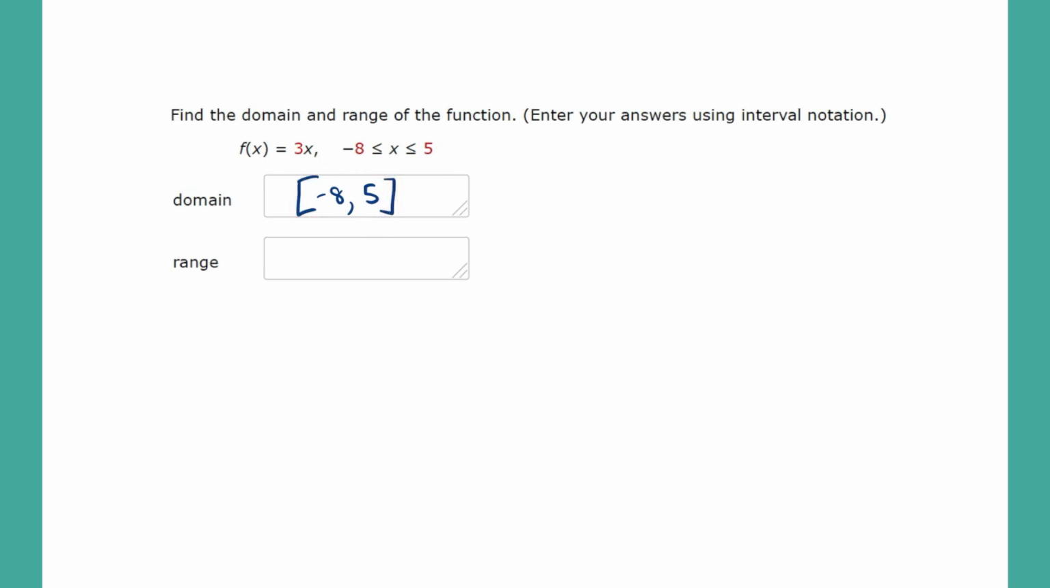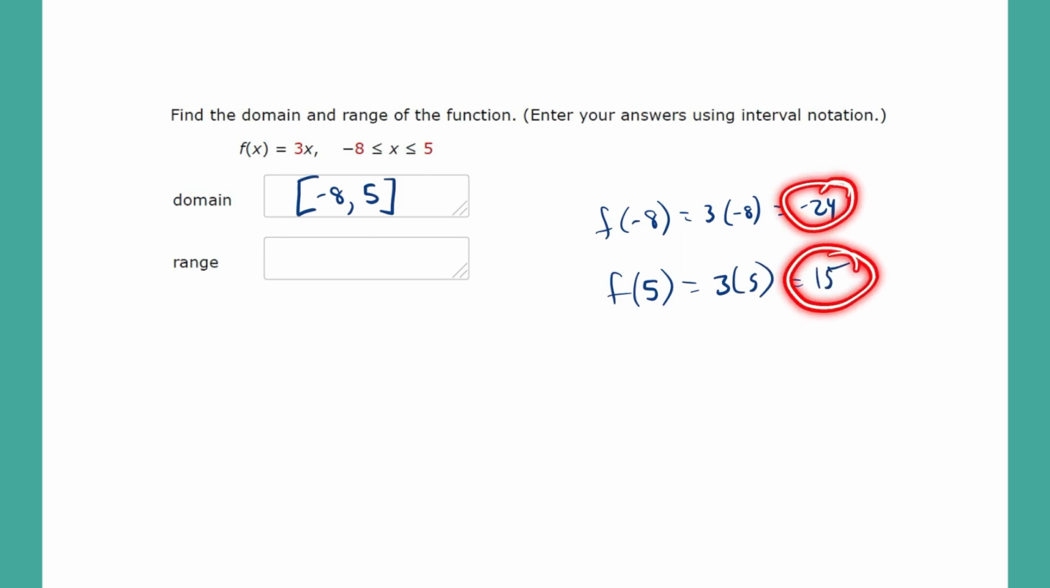All right, as far as the range is concerned, you just need to plug in these values into x, and that's how you get your range. So let's plug in -8 first. So f of -8 is 3 times -8, which is -24. F of 5 is 3 times 5, which is 15. So your lowest point will be there, and your highest point will be there. So it's going to be everything inclusive from -24 to 15 is your range.